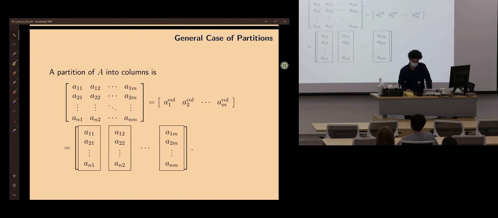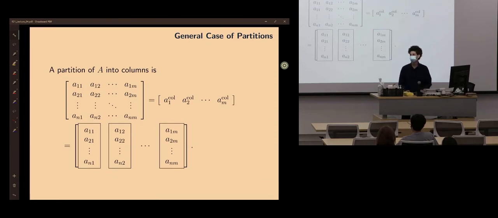Let's do the same thing for columns of our matrix. We partition A into columns. What's the size of each column this time? N by 1. That's correct. How many of them? So we have m n by 1 columns.